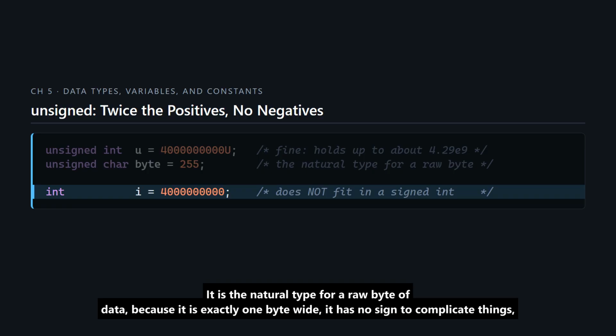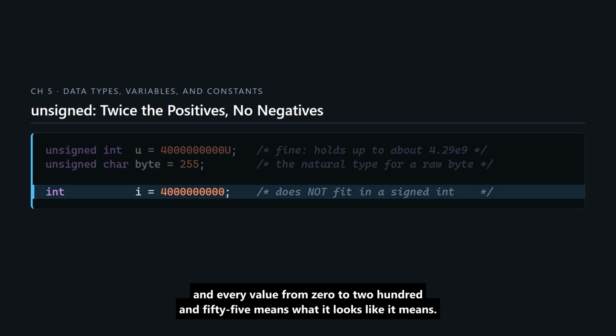It is the natural type for a raw byte of data because it is exactly 1 byte wide. It has no sign to complicate things. And every value from 0 to 255 means what it looks like it means. When you are reading a file format or a network packet, unsigned char is what you want.